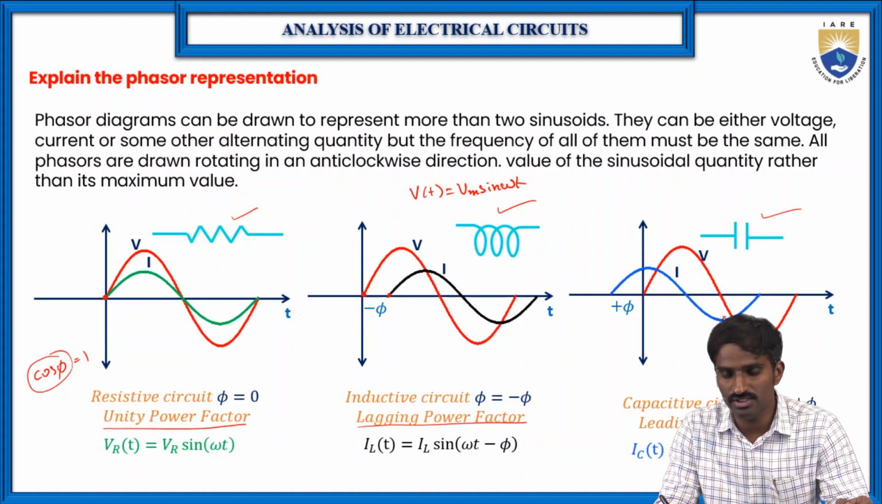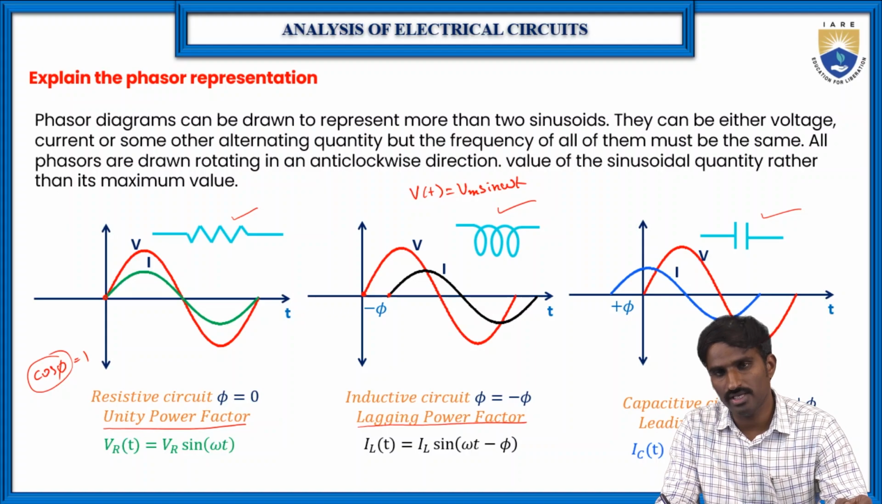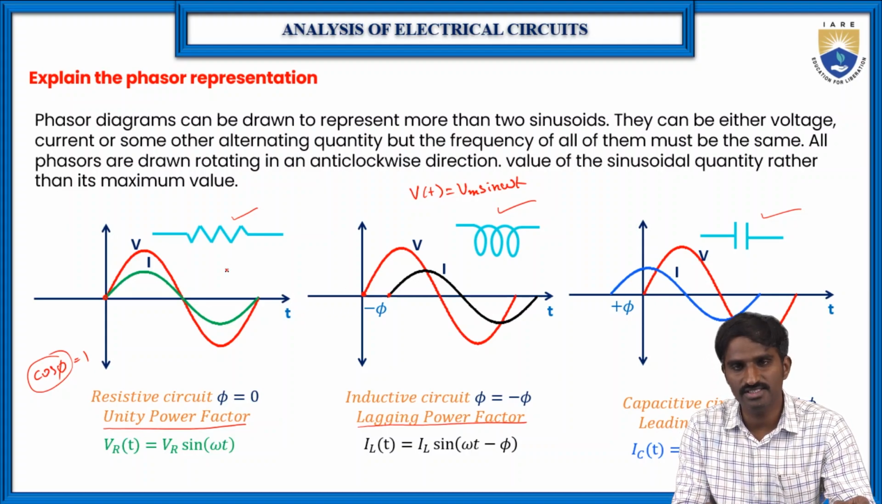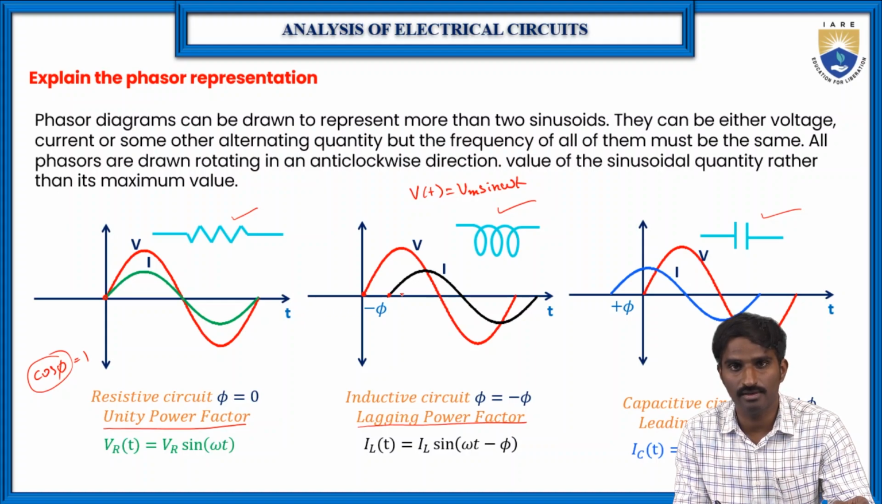Then coming to the capacitive load, as you can see, the current leads the voltage by 5 degrees, because here we are taking the voltage as a reference. In these 3 cases the voltage starts at the 0 point, but the current starts at different points. Of course, in the case of a pure resistor, both start at the same point, but in a pure inductor the current lags behind the voltage by 5 degrees, and in a pure capacitor the current leads the voltage by 5 degrees.